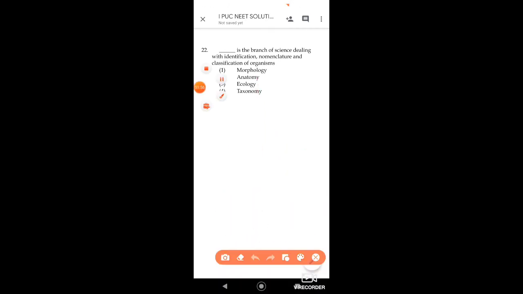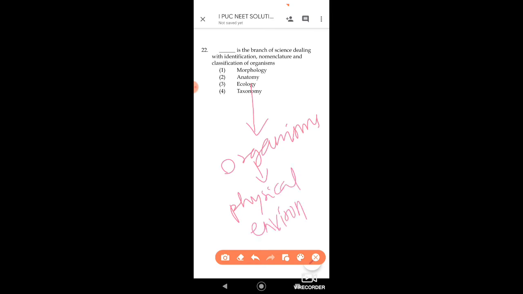Next we have ecology. This is the study of organisms' interaction with their physical environment, how organisms interact with their physical environment. That is what we call ecology. All right, children, so please go for option D or option 4, that is taxonomy.